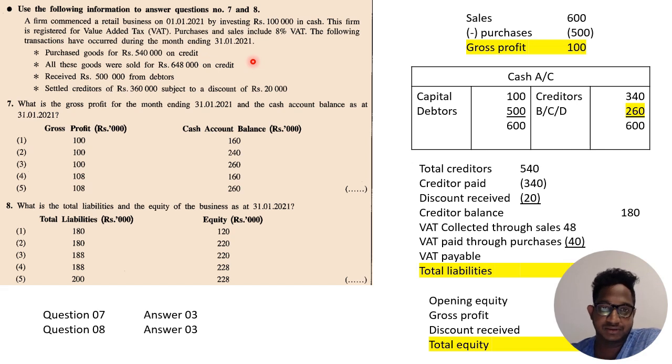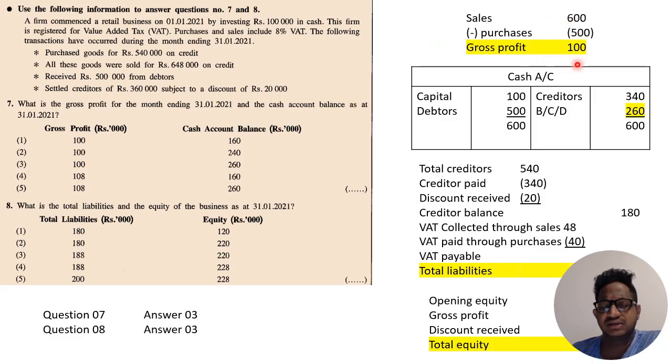You have to remove the VAT when it's a VAT registered business, right? So sales should be 600 and the purchases should be 500 because you are using all these goods. Here it says all these goods were sold for 648,000 on credit, and this 540 and 648 include 8% VAT. So you have to deduct that VAT from those. Your sales should be 600, your purchases should be 500, and the gross profit is 100.